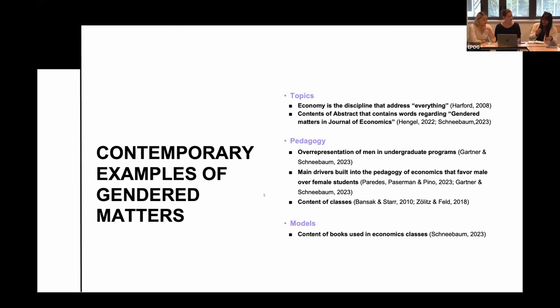And to finally finish that section, regarding models, the content of books used in economic classes, Professor Schneebaum mentioned one of the books of Nordhaus and Samuelson, but also in the main books in the economic undergraduate programs, there is kind of a bias, because when they try to mention topics regarding gender, they only dedicate a few chapters, and if they do that, it's only an intersection with labor, the gender labor force, inequality and distribution.